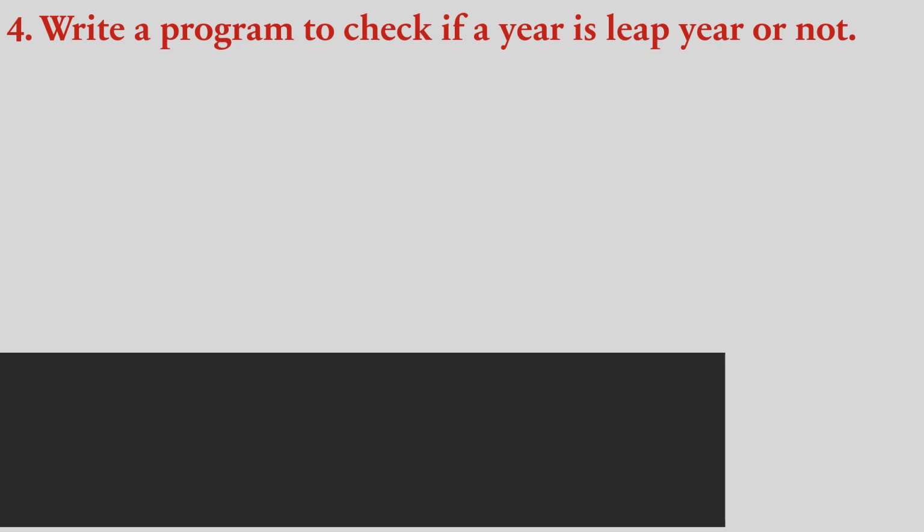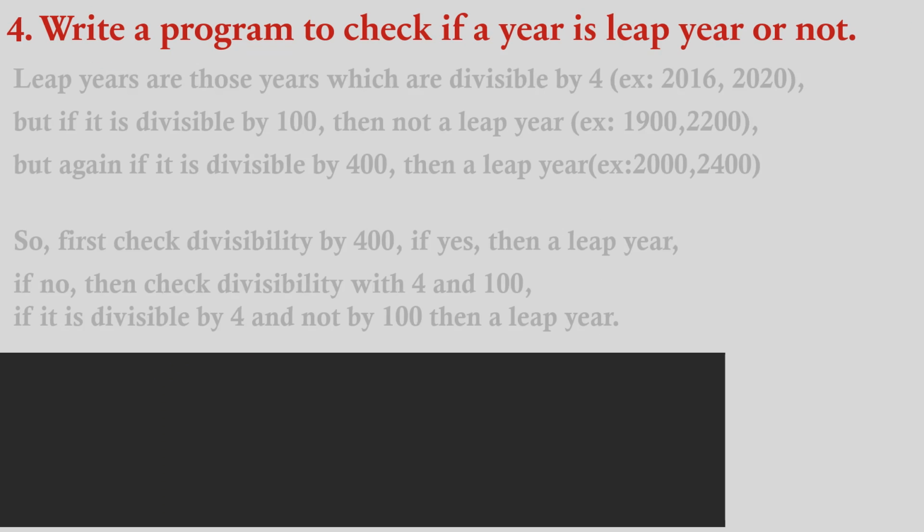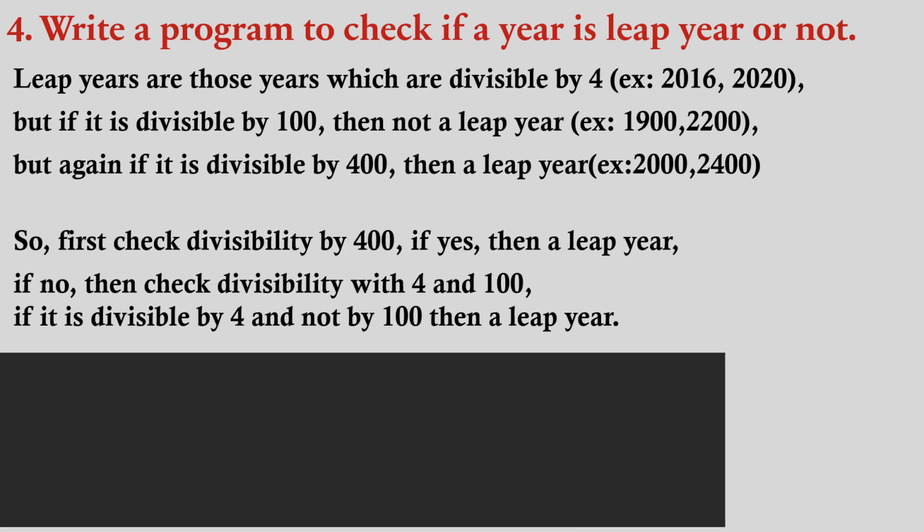Now the next question is to write a program to check if a year is a leap year or not. So what is a leap year? First of all, it has to be divisible by 4, like the years 2016, 2020, all these years are leap years. But if it is divisible by 100, then it is not a leap year, like 2200, 1900, like this. And again, if it is divisible by 400, then it is a leap year, like 2000, 2400, like this.